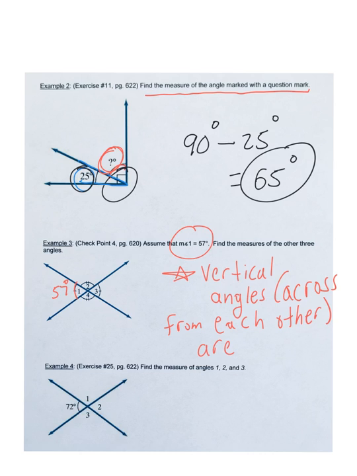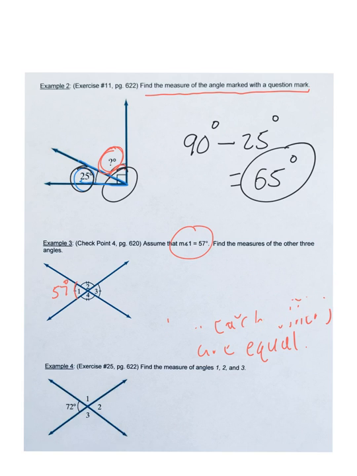And the important thing is that they are equal. So angles across from each other in any diagram, in any picture from here on out in this chapter are called vertical angles, and they are always the same measurement. They're equal in measurement.